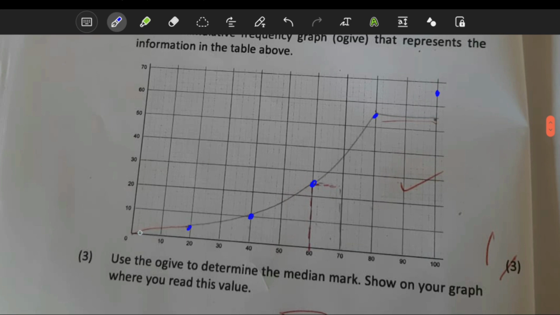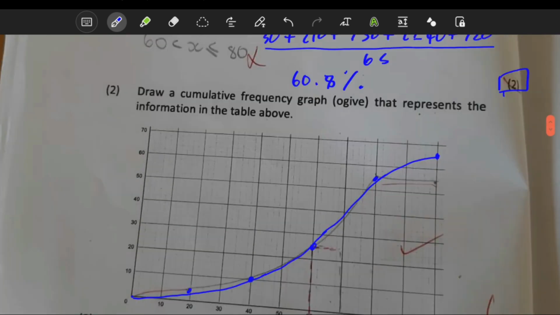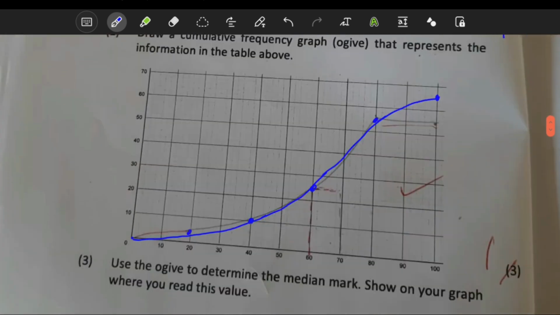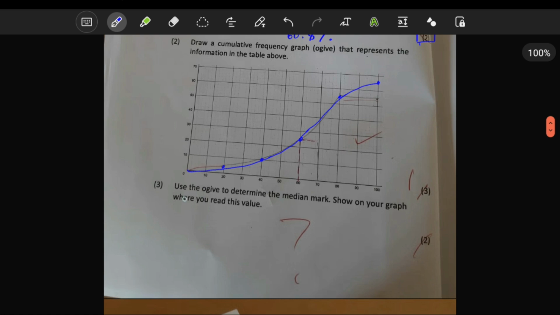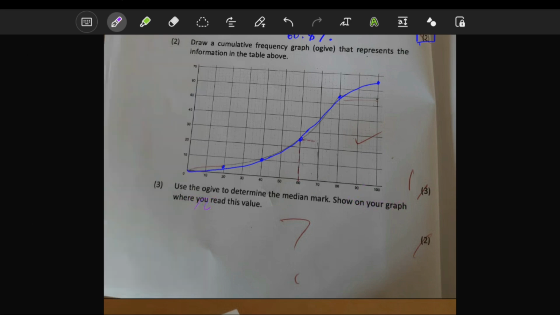So from here, your ogive always has to start from 0. So you're gonna draw a line smooth like that, and then you're gonna carry on like that, and then your ogive ends over there. You see, because at 100 you can see that this is at 65. Anyways, moving on, it says use the ogive to determine the median mark. Show on your graph where you read this value.